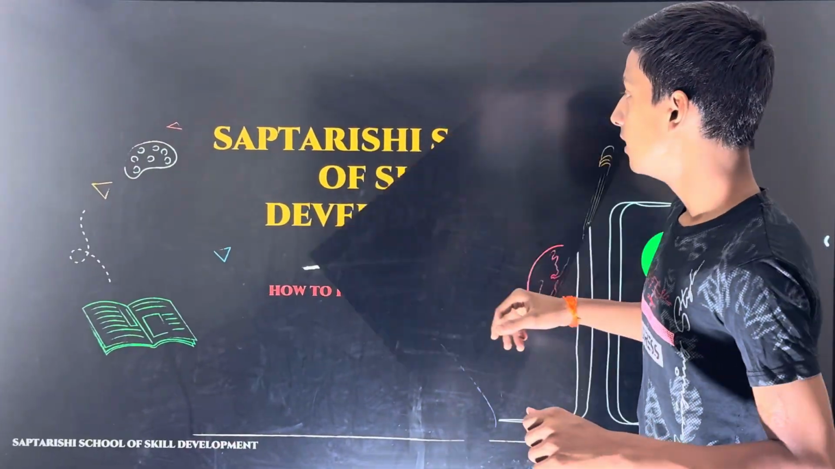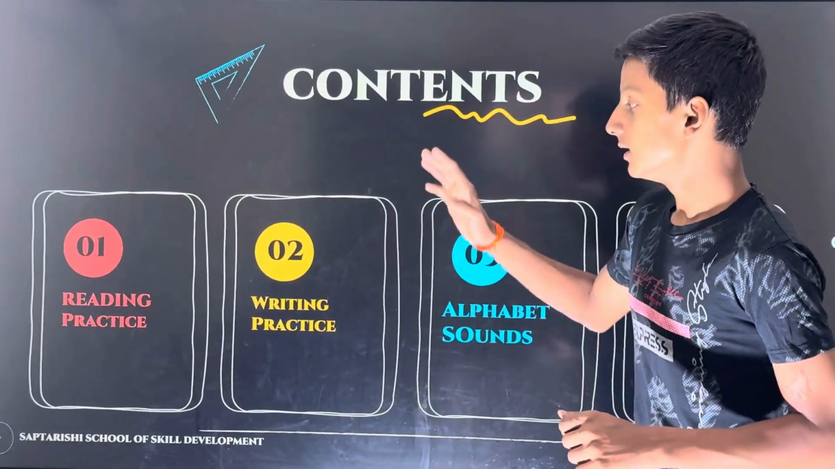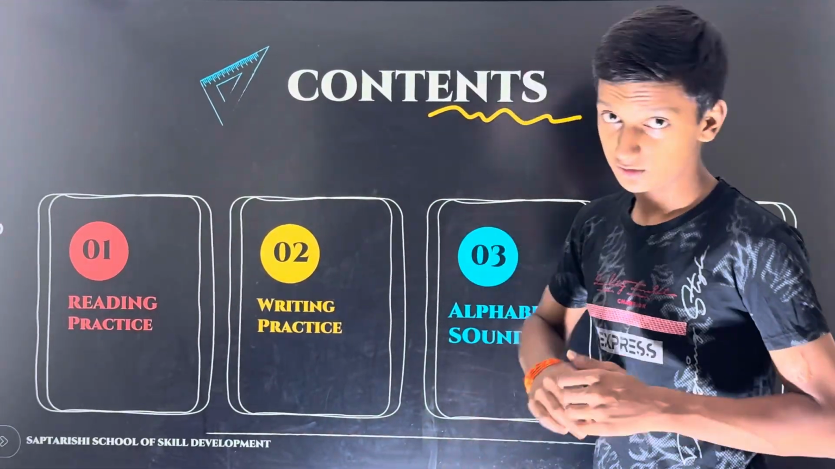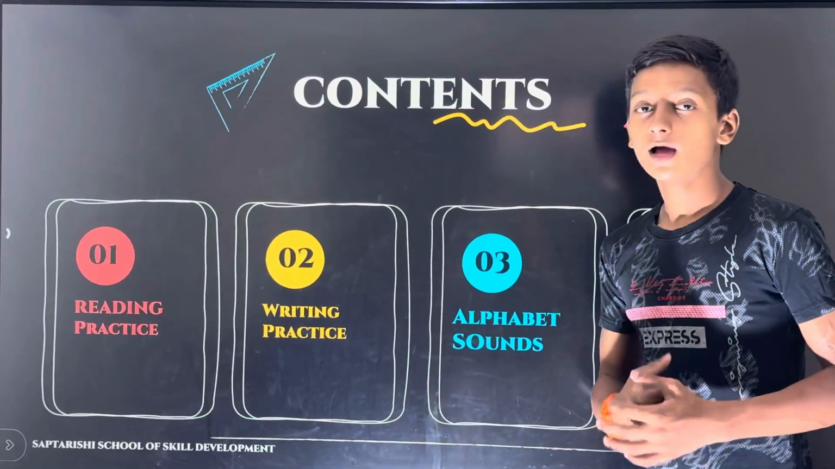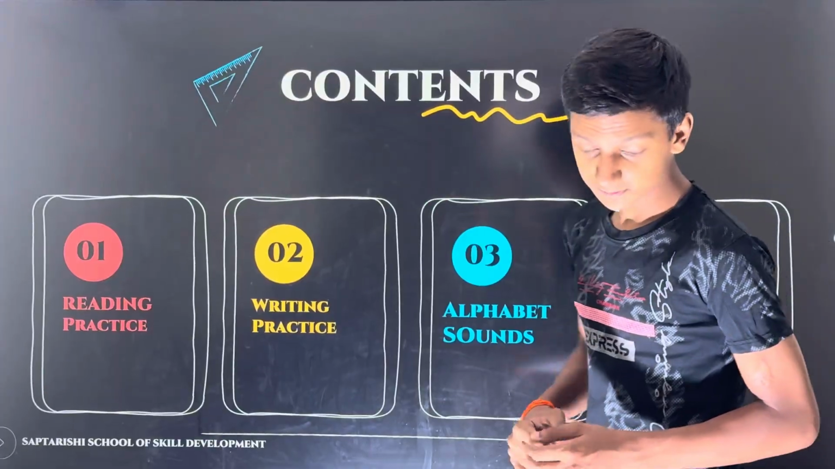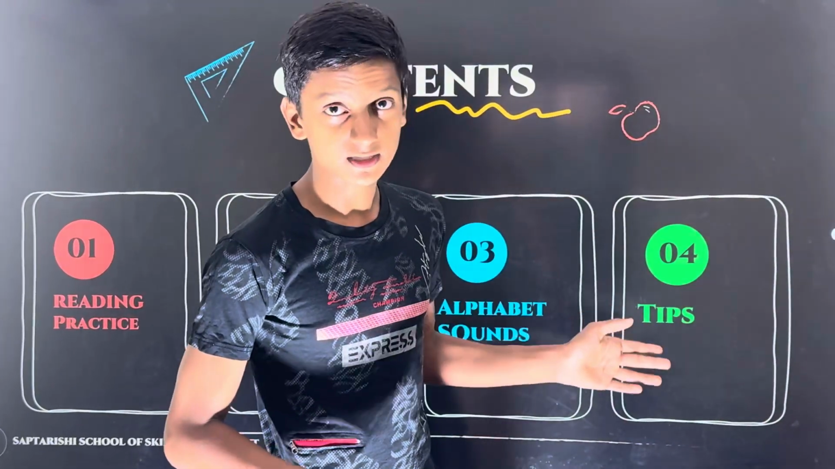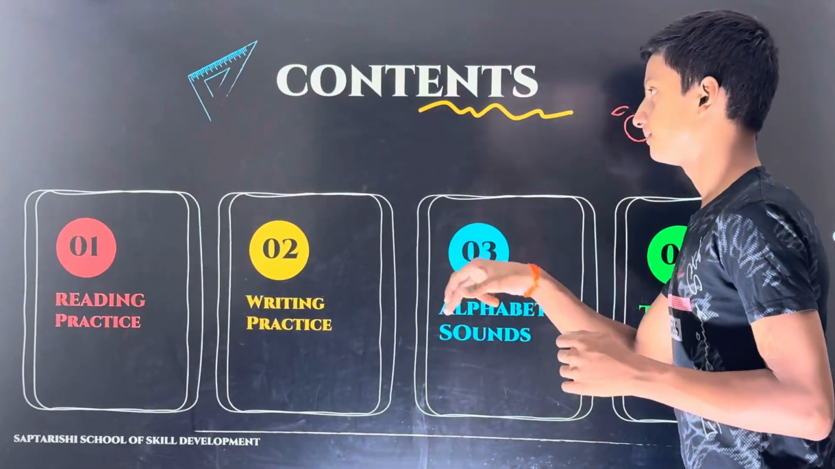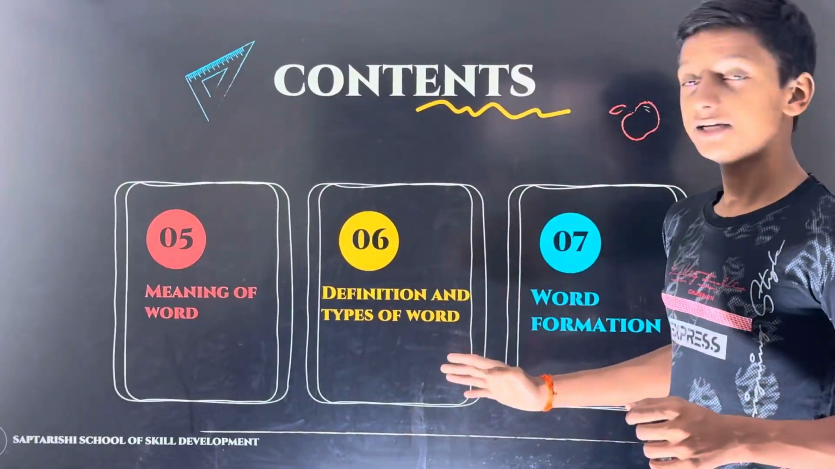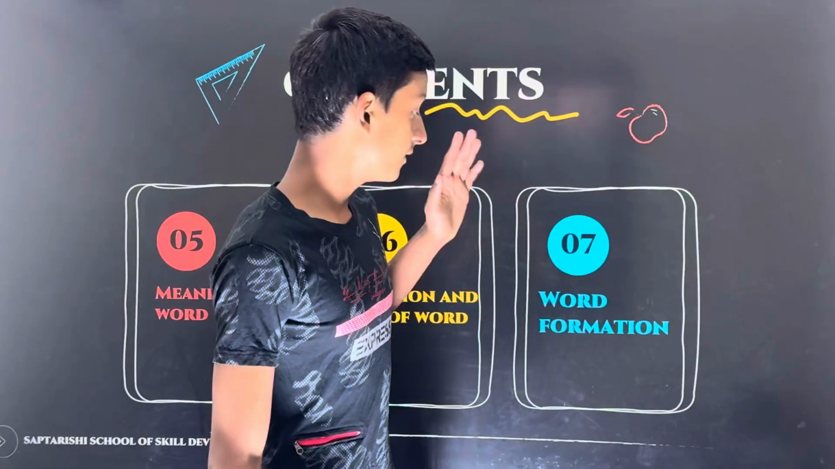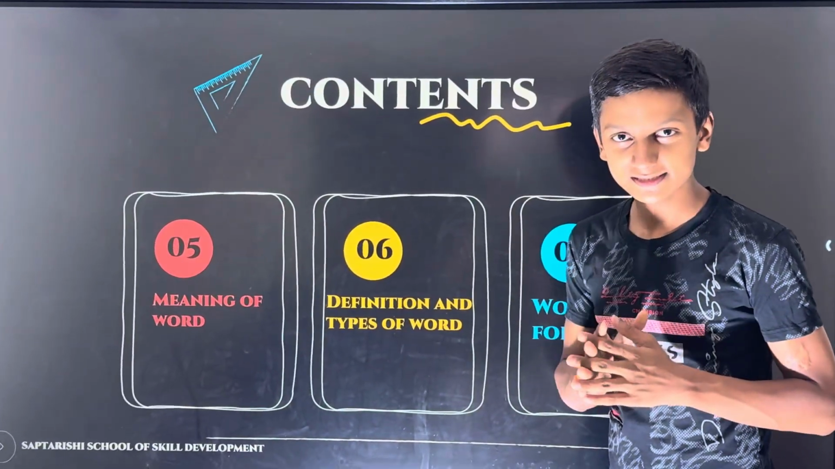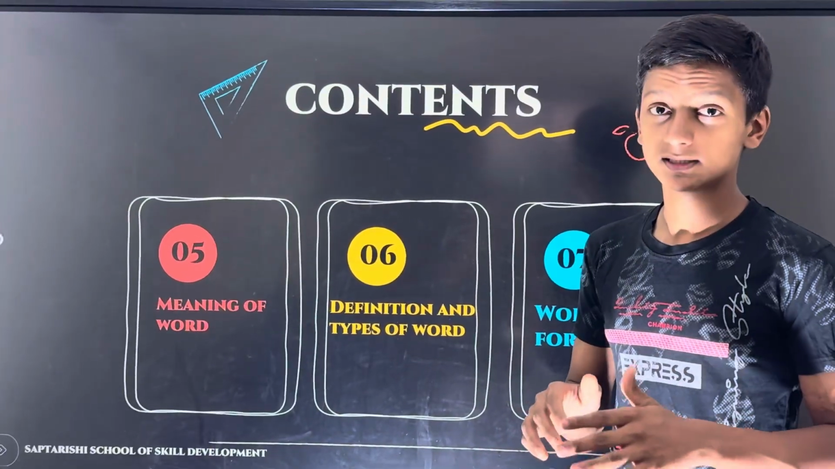Let's begin. Contents. The first one we are going to discuss today is reading practice. You will practice reading. Then in another class we will discuss writing practice. Then we will discuss alphabet sounds. Then we will discuss tips, how to read and write English tips. Then we are going to discuss meaning of word, definition and types of words, and word formation. These are the 7 parts, the 7 classes, we are going to discuss under this topic.